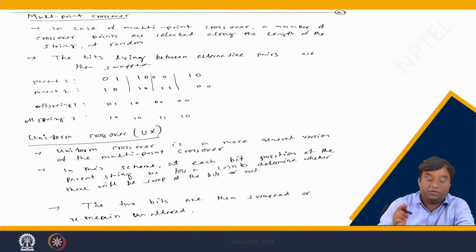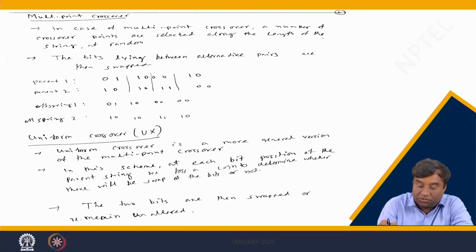Another is multi-point crossover. In the case of multi-point crossover, a number of crossover points are selected along the length of the string at random. The bits lying between alternate pairs of points are then swapped. So here parent 1 is 0 1 1 0 0 0 1 0 and parent 2 is 1 0 1 0 1 1 1 0. Suppose there are three points.